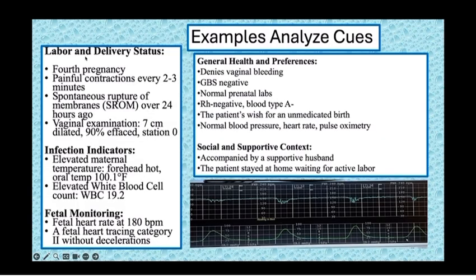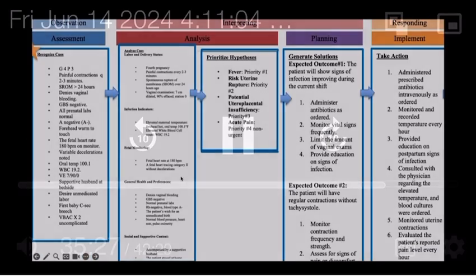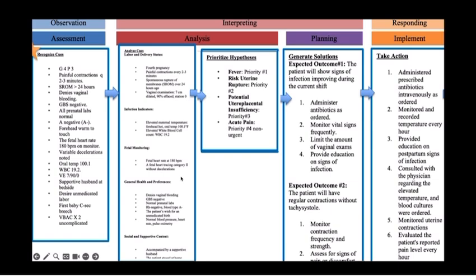So these are some examples of analyzed cues, for labor and delivery status. Let's see what it looks like, kind of putting it all together. The recognized cues, it's a long list. Here you see that. All right. And then the analyzed cues, you're going to group them. You're going to see what goes together. Okay. Kind of, sort of, you're going to try and group that.